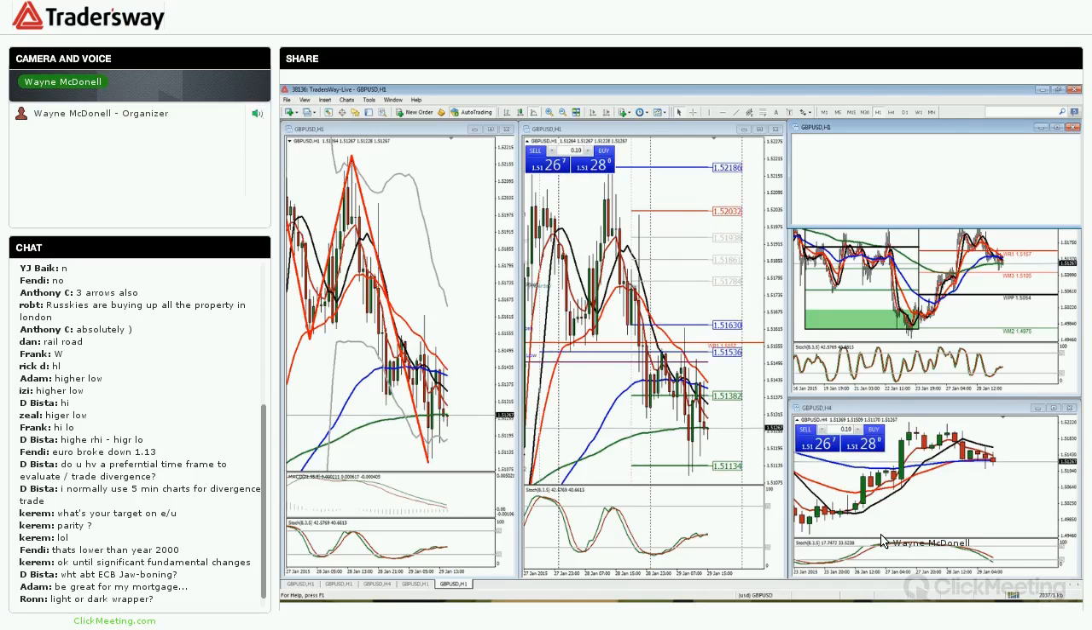Great example is the ECB. I mean, it took them nine months to get on the clue train. It's amazing.